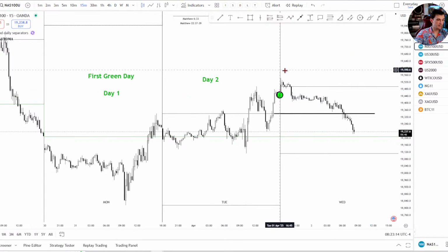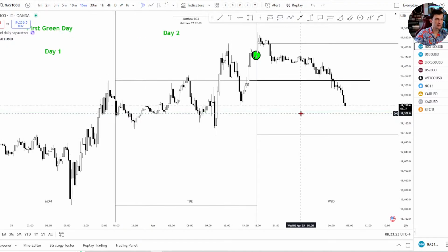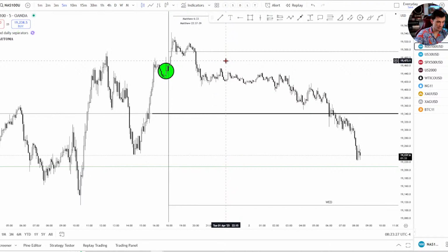So we have a peak formation high put in at the high of the current week, and we have now dumped it back down towards the low of the day. On the day itself, making lower lows and lower highs. What am I going to look for today?